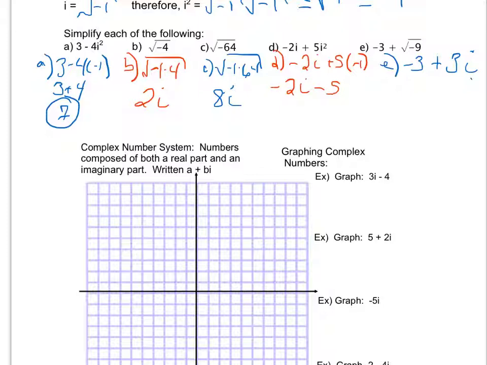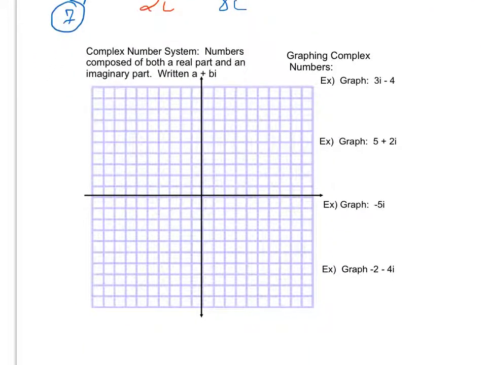So let's look at graphing complex numbers. Just like imaginary numbers, they can be graphed. When we graph them, we are going to have an xy axis. The only difference is our x-axis is going to be called the real axis, and the y-axis is going to be called the imaginary axis. So otherwise everything gets graphed the same.